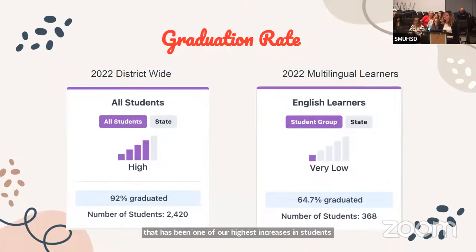When we look at our graduation rate, we see that our graduation rate for all of our students is 92%. Our multilingual learners are at 64.7%. So that's showing us that we really do still have a lot of work to improve the success of our multilingual learners.